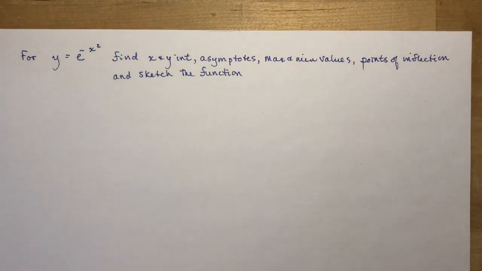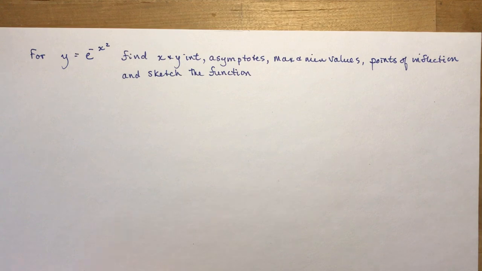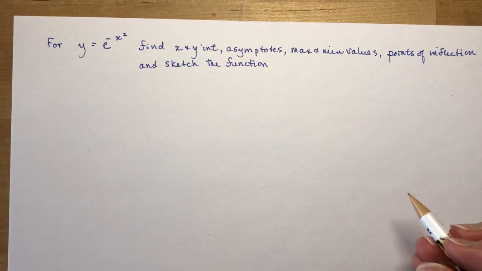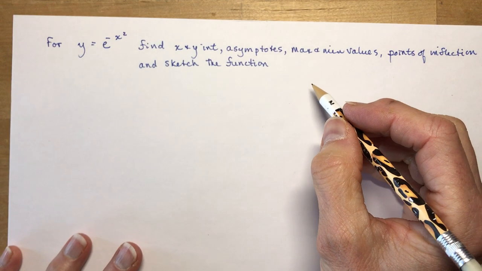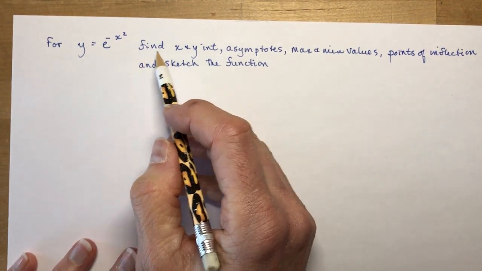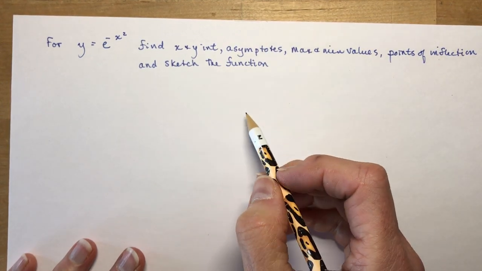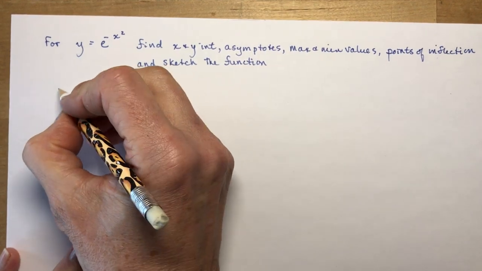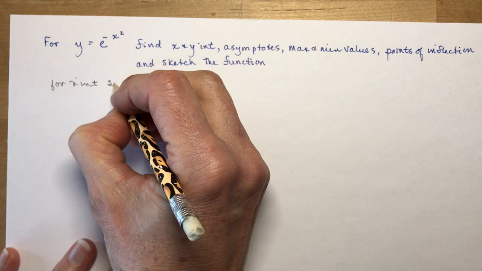Okay, so the last question I'm going to do is going to be an analysis of curve sketching of this function, e to the negative x squared. So if you haven't done curve sketching, at least follow the rules for the derivatives, and then you might need to come back to this later when you've done curve sketching of chapter 4. Okay, so I said find the x and y intercepts, asymptotes, max and minimum values, points of inflection, and sketch the function of y equals e to the minus x squared. Okay, so let's start. So for x-intercept, set y equal to 0.